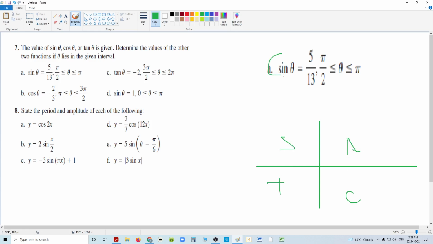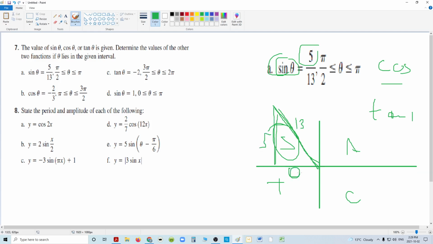In this case, they're looking for sine, and we can see that sine is positive here. We can see that cosine is going to be negative, and tan is going to be negative. We can also see that sine is equal to opposite over adjacent. Sorry, opposite over hypotenuse. So if I draw that out, I know that I have a 13 here, and I know my opposite is going to be 5.